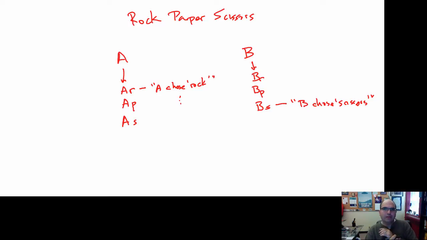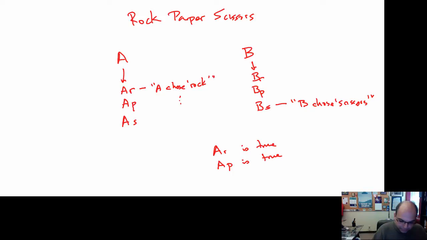Not all combinations of values of these propositions make sense. For example, let's say that AR is true, and let's say that AP is also true. Is that possible? No, of course not, right? Because A has to choose either rock or paper or scissors, and we don't mean inclusive or, okay? So how do we fix that?